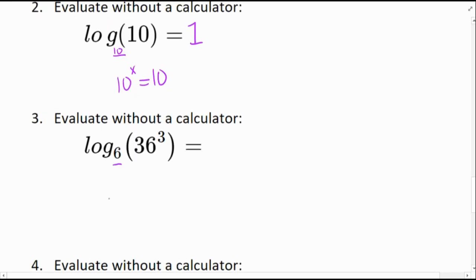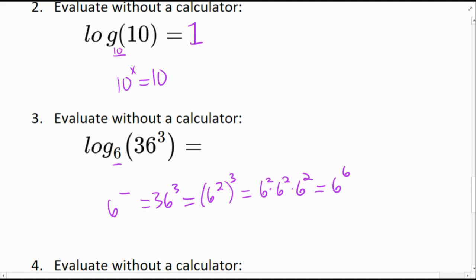And lastly, we have log base 6, so 6 to the power of something equals 36 to the power of 3. So this one is a little bit tougher, but let's just look at this in a different way. I know that 36 to the power of 3 is the same thing as 6 to the power of 2 to the power of 3, because 6 to the power of 2 is just 36. So really that's like saying 6 to the power of 2 times 6 to the power of 2 times 6 to the power of 2, which I know is 6 to the power of 6 because of my product rule. And remember, that's what we were originally looking for all the way back here. So log base 6 of 36 to the power of 3 is equal to 6.